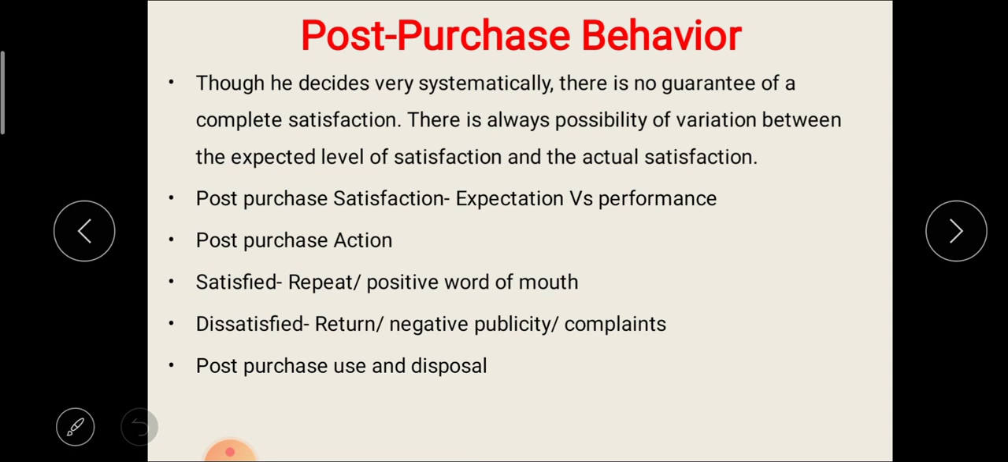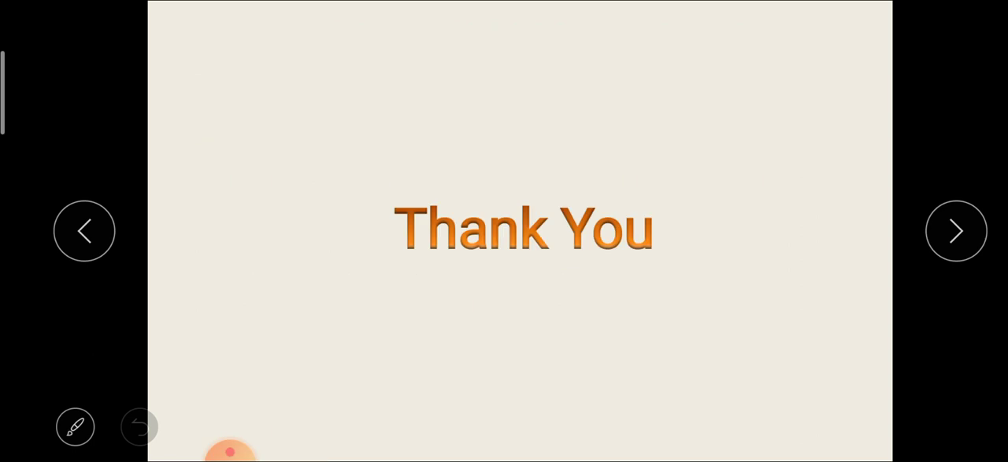Okay, then next one, that is post purchase use and disposal. That means when to replace that particular product. And the last one, that is safety disposal. That means after the product has well satisfied the consumer's need or problem, then the consumer can make the purchase, otherwise he may return or complain against that particular product. Okay, so this is all about today's lecture, that is the consumer buying process. Okay, thank you all.